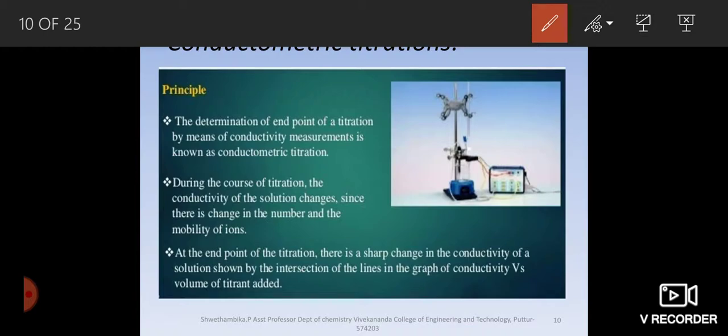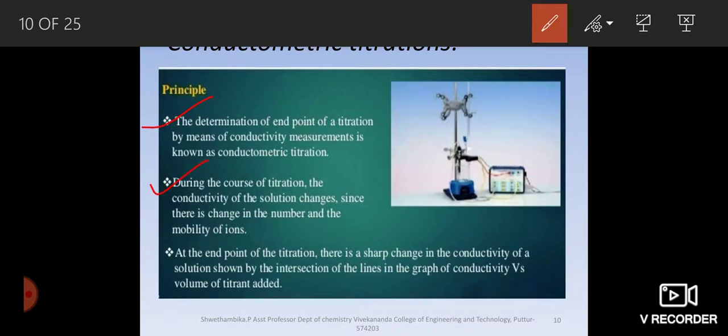So the first point is that the determination of the end point of any titration by means of conductivity measurement is defined as a conductometric titration. So the aim is to determine the end point of a titration.